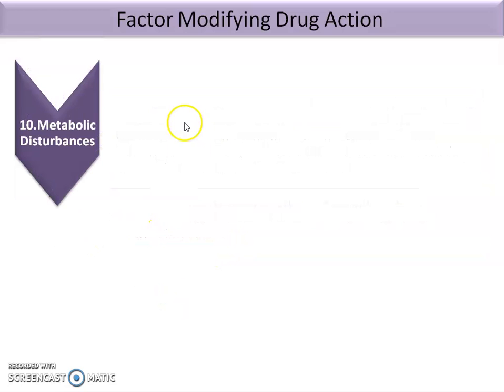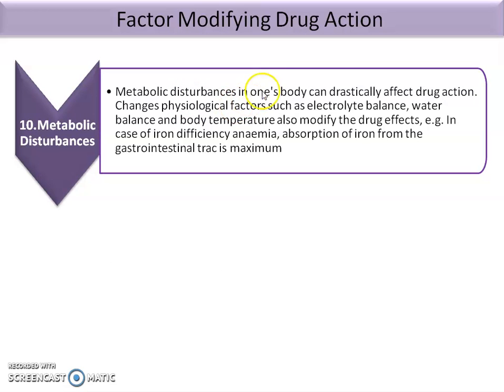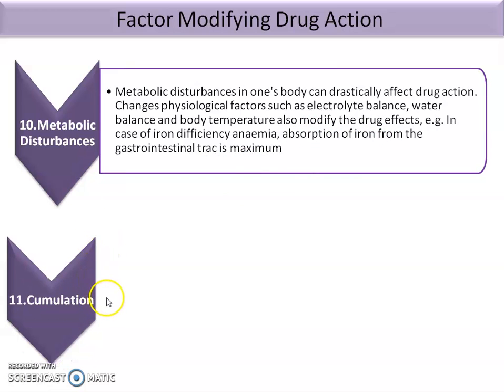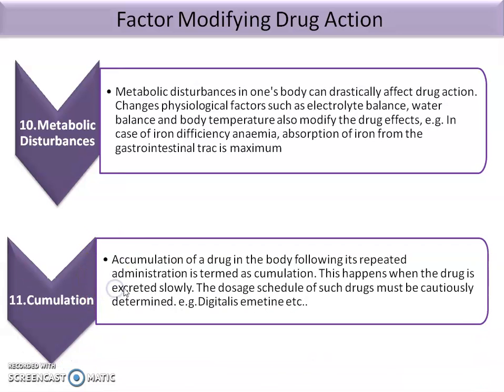The next factor is metabolic disturbances. Metabolic disturbances in one's body can drastically affect drug action. Changes in physiological factors such as electrolyte balance, water balance, and temperature also modify the drug effect. The metabolic disturbances are also an important factor in drug action. For example, in case of iron deficiency, absorption of iron from the GIT is maximum because of the metabolic disturbance.